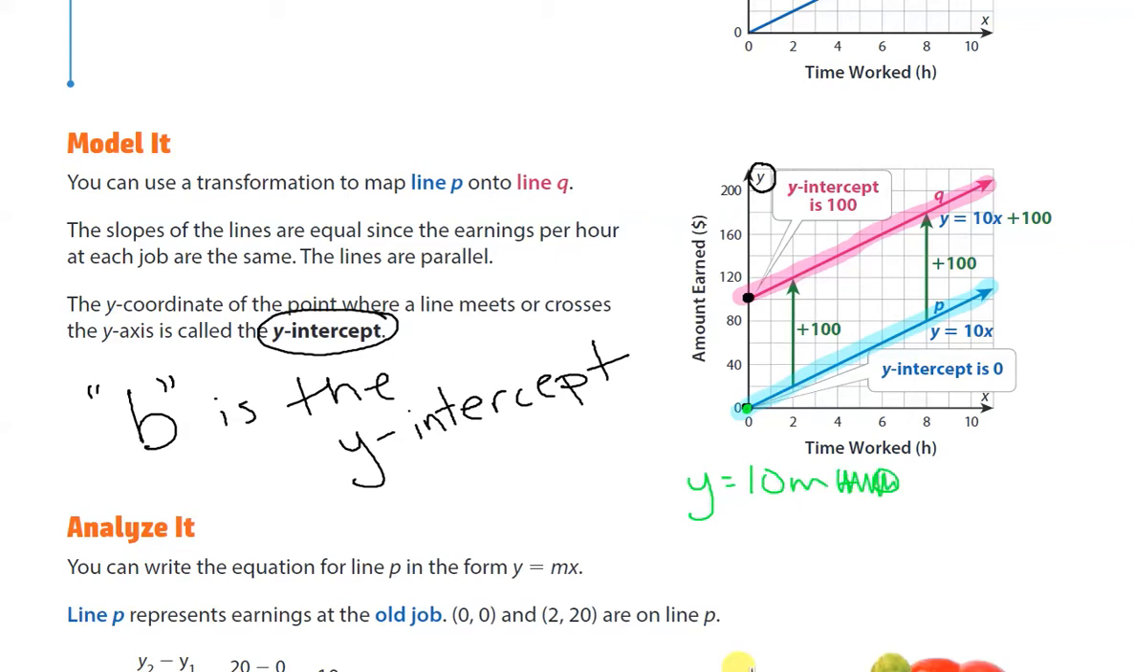You could put plus 0 if you... Oh, why did I put an m there? Get that out of there. You could put a plus 0 if you wanted to. It would not change the line formula. So if you wanted to leave the plus 0, that's acceptable. On line Q, it intercepts the line at 100. So you need to put the slope is 10. The y-intercept is 100. The line touches the y at 100.